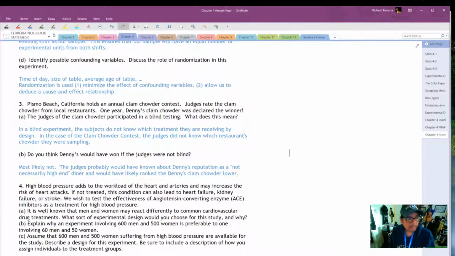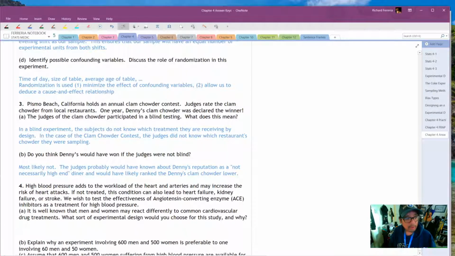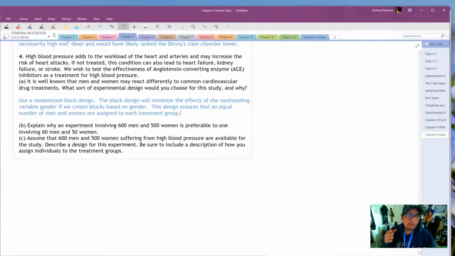So it's well known that men and women react differently to common cardiovascular drug treatments. So what sort of treatment would you choose for this study, knowing that, and why? Well, if you know about a confounding variable and you are not able to control for that variable, then there's really only one thing for you to do. We want to use a randomized block design.